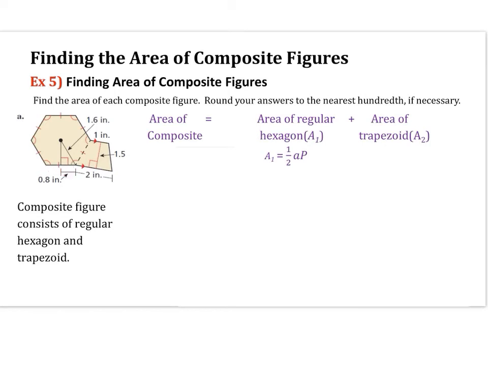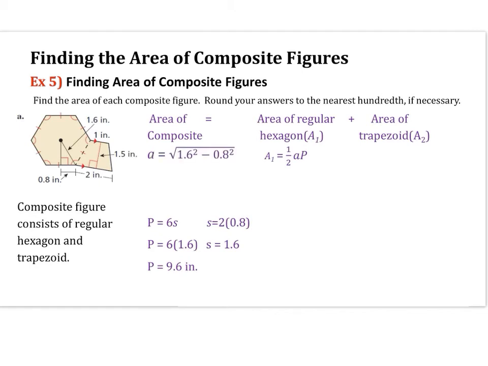So I can figure out the rest of my side length by doubling that 0.8. So let's do that. So I get a side length of 1.6 when I double the 0.8. Now I can find perimeter. There's 6 sides, so 6 times the 1.6. So my capital P perimeter value is 9.6 inches.